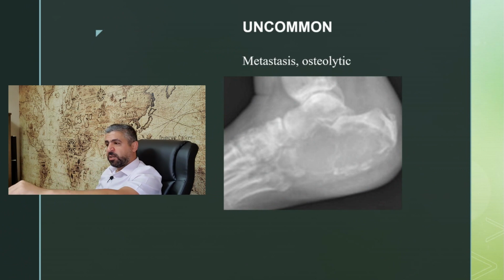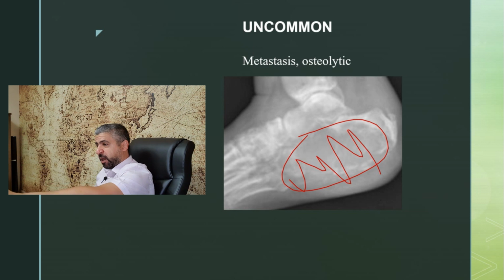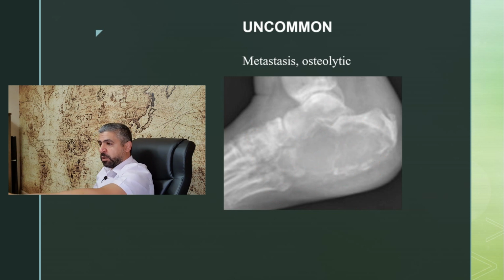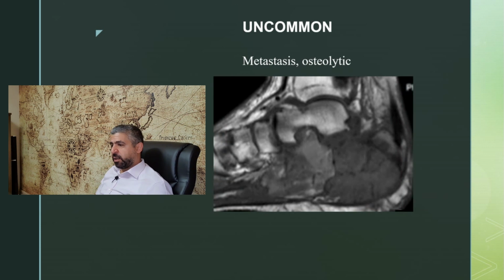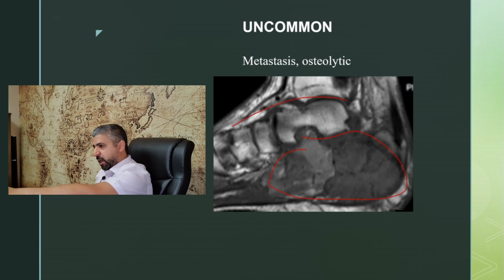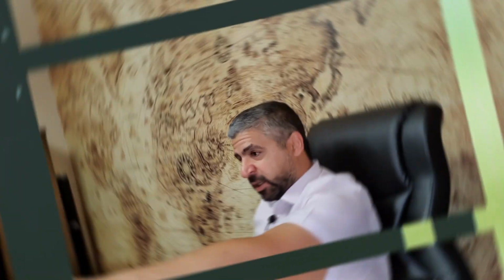For example, this is a case of renal cell carcinoma with metastasis to multiple bones of the foot, especially the calcaneus, which is osteolytic. It's completely destroyed. Also, even the talus here and multiple bones in the metatarsals and tarsal bones. This was from renal cell carcinoma. On an MRI, you can see the entire calcaneus is destroyed, and this area here, maybe on other slices, we'll see other metastases here and there.